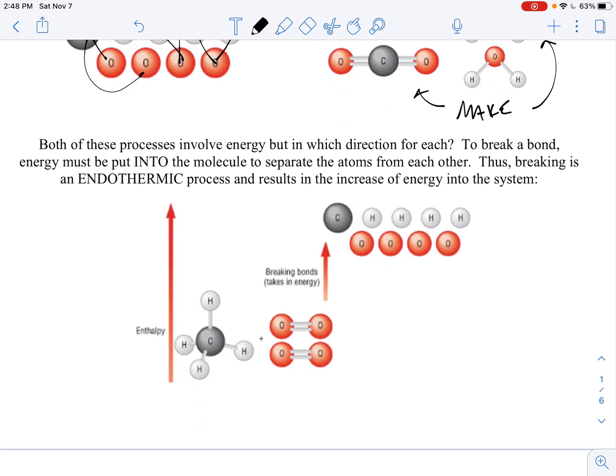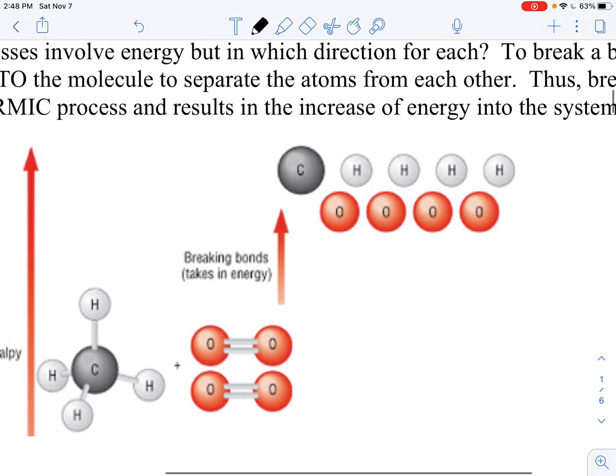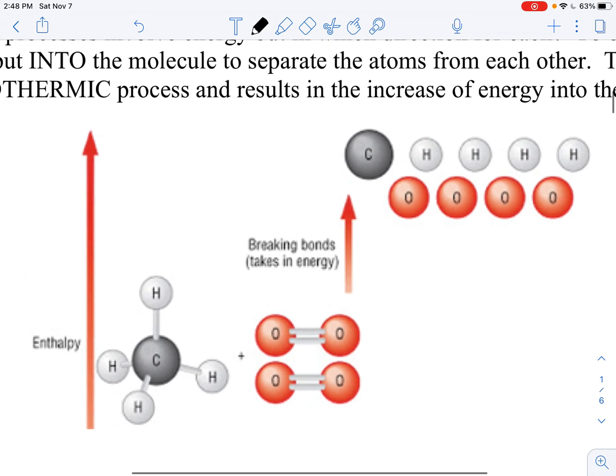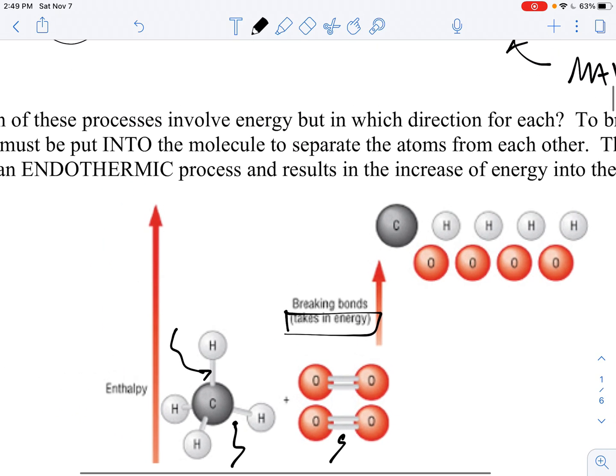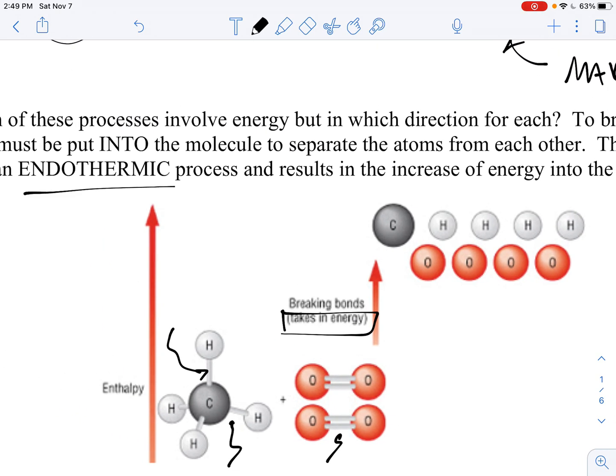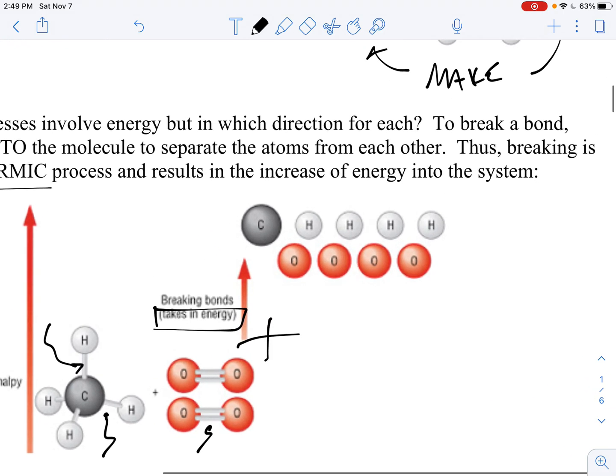So, breaking and making bonds are endo and exothermic, as the case may be. Breaking bonds requires energy. In order to break something, you have to slam it with some energy. So if I want to break these bonds that are in this molecule here, I've got to put energy into this bond in order to grab onto it and snap it. So breaking bonds takes energy in. It is endothermic, or it is always positive for the delta H in order to break the bonds.